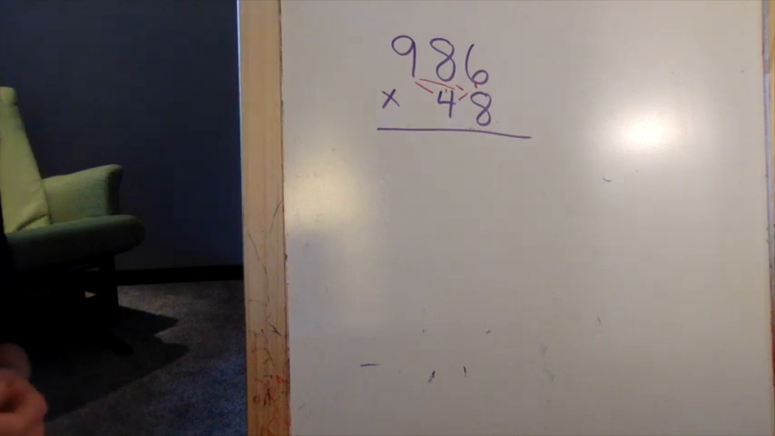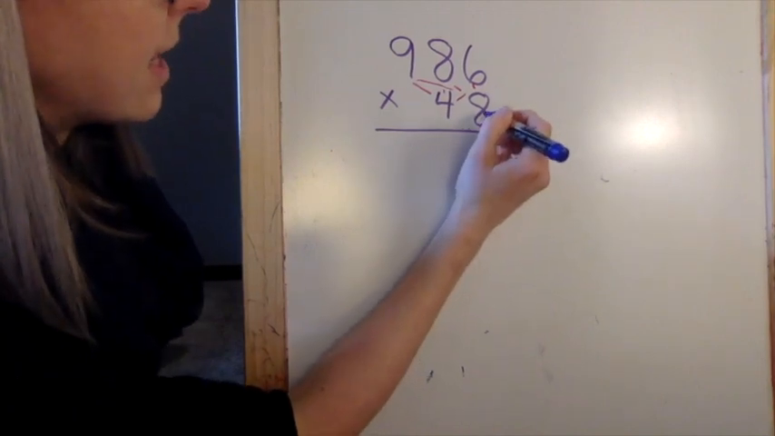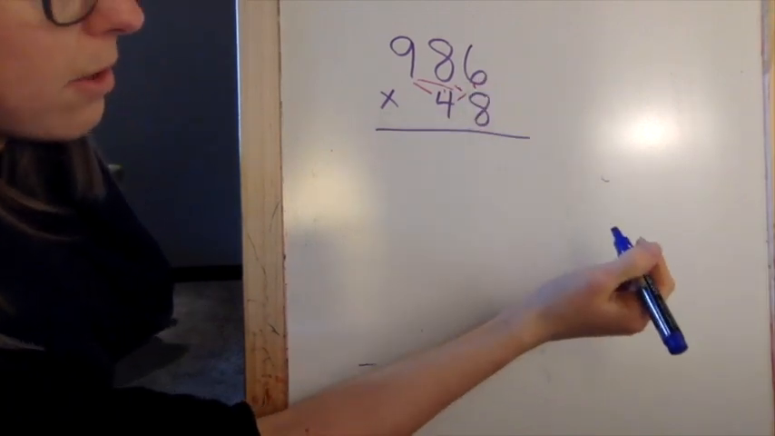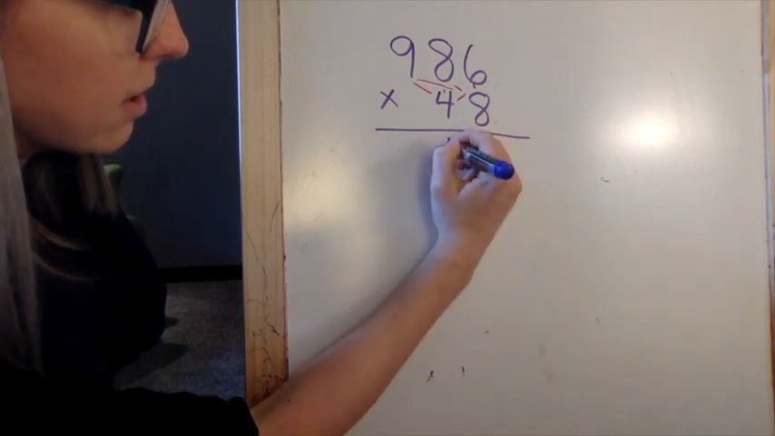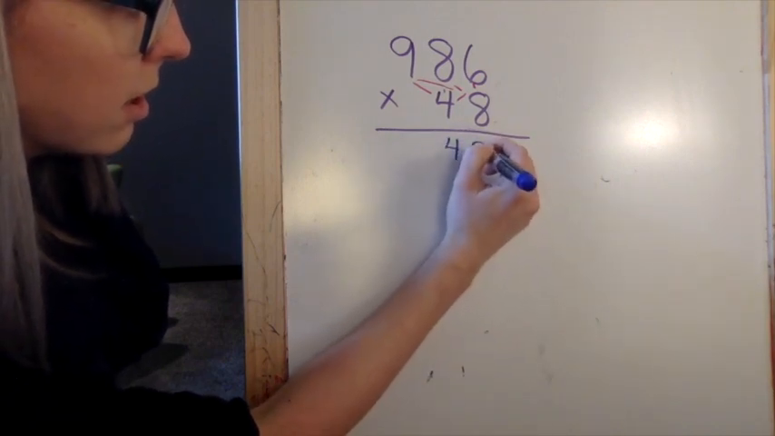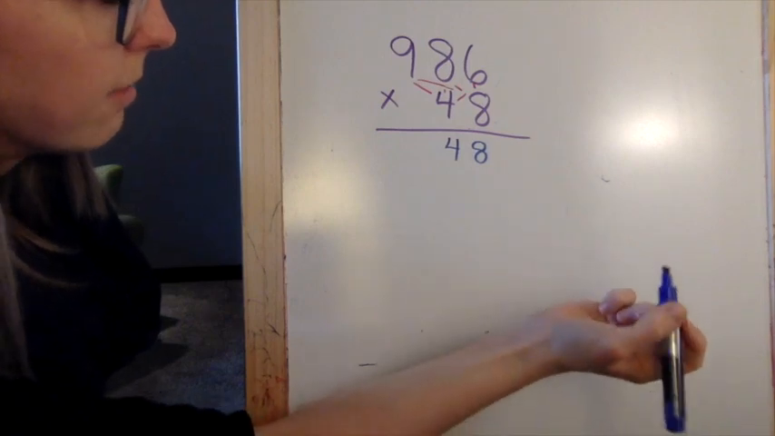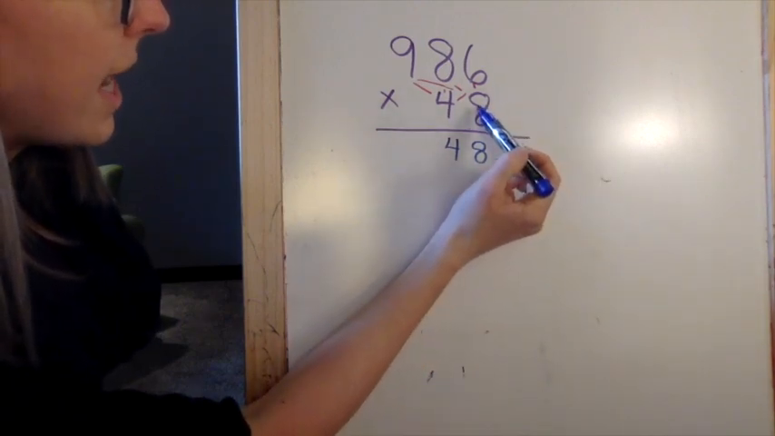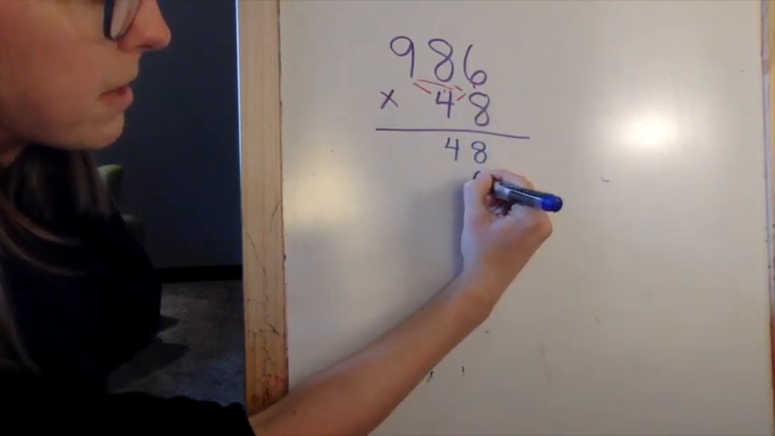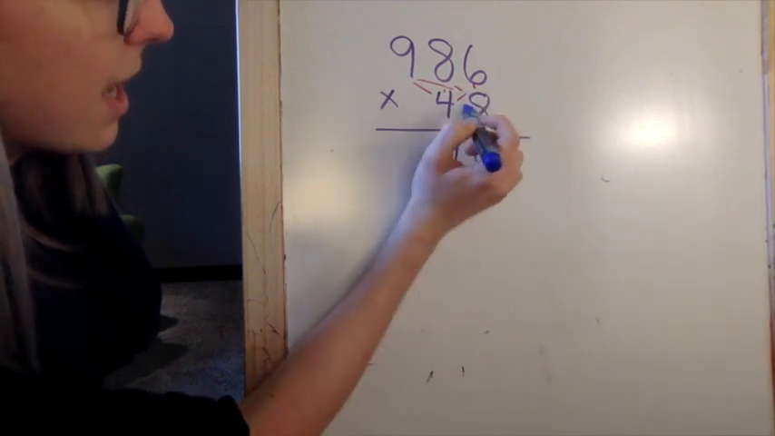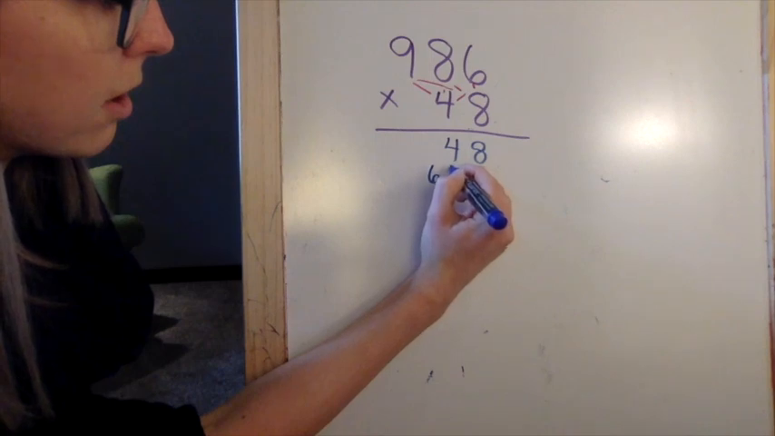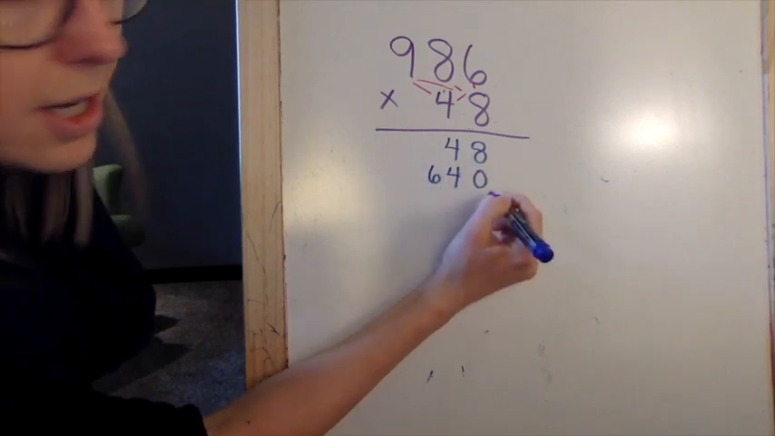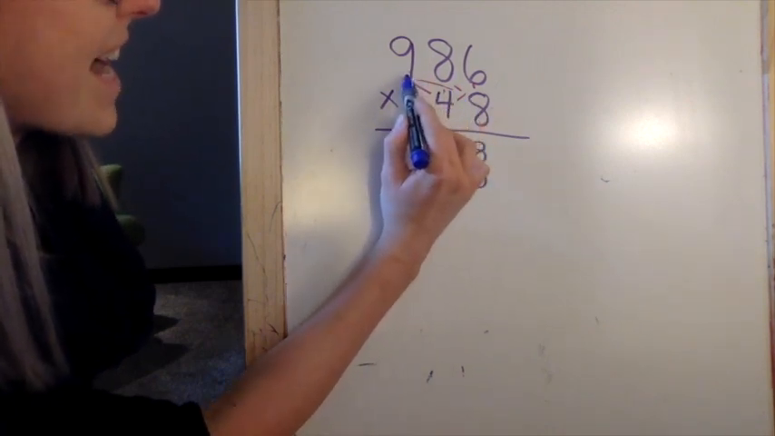Sorry, guys. Okay, so let's start with the ones. So multiplying by 8. 8 times 6. So think 8 times 6 is 48. Okay, now I go to my next one. 8 times 80. Okay, I'm going to put my 0 there because I know I'm doing times 80. 8 times 80. 8 times 8 is 64. So it's 640.